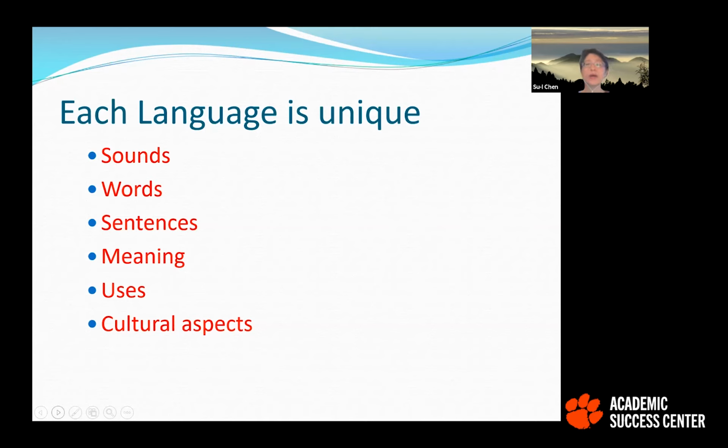It's not just, oh, I memorized the vocabulary, I know how to do the grammar, I'm good at this language. No, wait until you use it, because language is to use, not just to keep for yourself. And also cultural aspects.